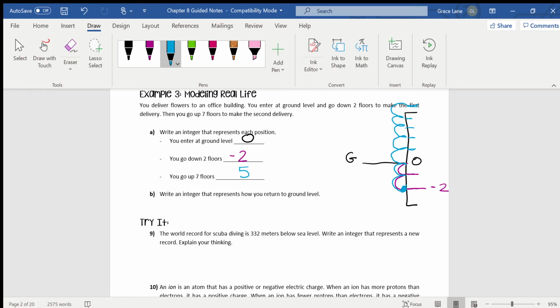And then the last question says write an integer that represents how you return to ground level. So if you are on the 5th floor of the building, you need to get back down to the ground floor, which is 0. You need to go down, which is -5 floors. Okay, you guys try the try-it questions.